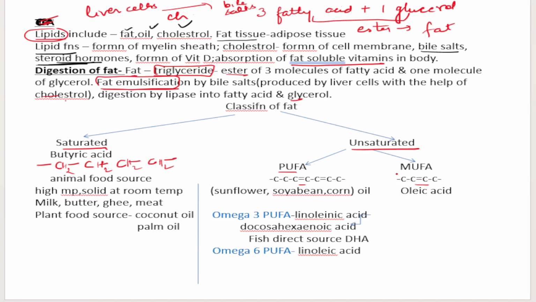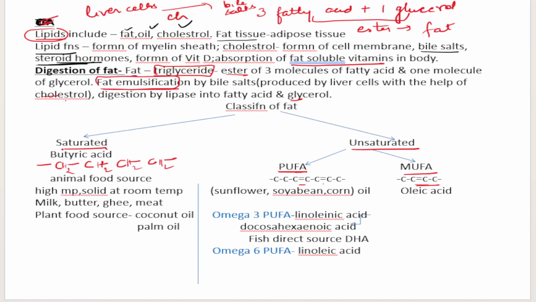Unsaturated fat can be polyunsaturated fatty acid or monounsaturated fatty acids. Polyunsaturated fatty acids include more than one double bond between carbon atoms, and the monounsaturated fatty acids include a single double bond between the carbon atoms.